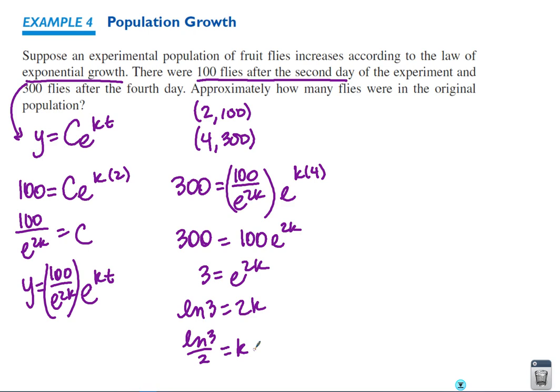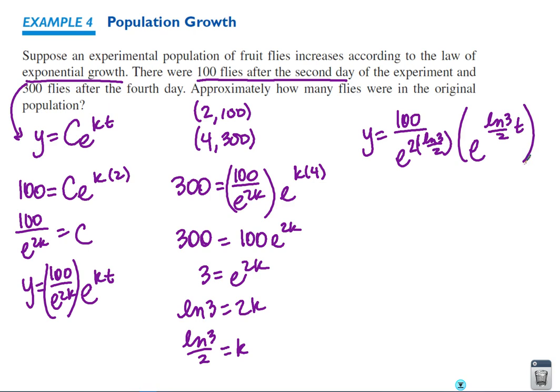So now my equation is y equals 100 over e to the 2 times natural log of 3 over 2. Because remember, now that's k. This is k, so I can plug it in here. I can plug it in there. Again, I can clean this up, and I will. Just bear with me for just a little bit here. And then, so this is my value of c times e to the k, natural log of 3 over 2t.